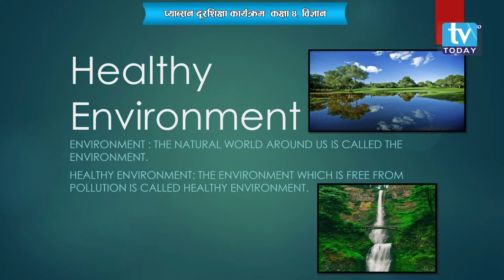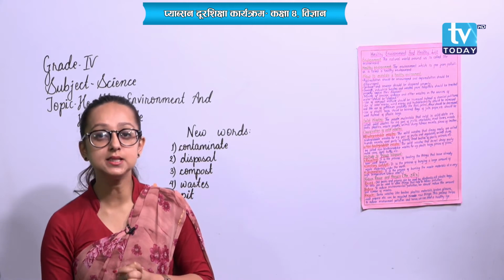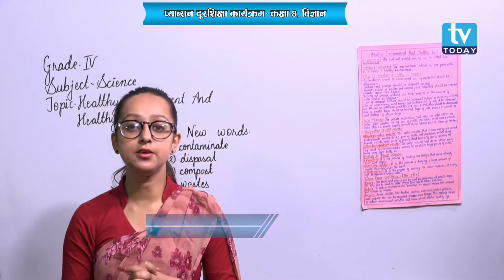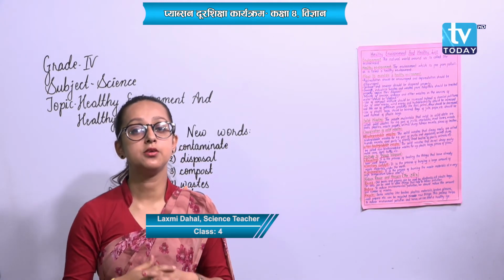Also, the environment which is free from pollution is called a healthy environment. Let's see here, healthy environment. The environment which is free from pollution is called a healthy environment. And if the environment is healthy, then only we can lead a healthy life. Otherwise, a polluted environment spreads many diseases and we need to suffer a lot. That's why we must take care of the environment, and since a healthy environment only helps us to lead a healthy life, we must try to keep the environment healthy.